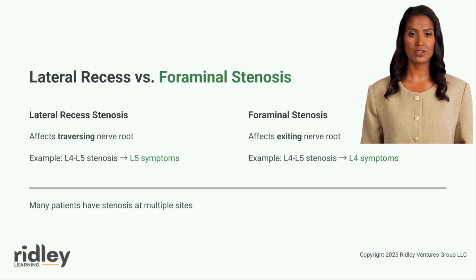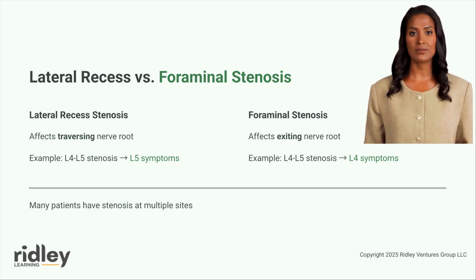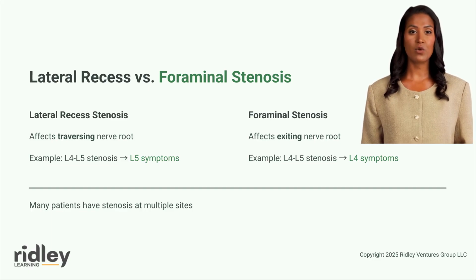Foraminal stenosis involves narrowing of the neural foramen, the opening through which the spinal nerve root exits the spinal canal. The foramen is bounded by the pedicles superiorly and inferiorly, the vertebral body and intervertebral disc anteriorly, and the facet joint posteriorly. Loss of disc height is a primary contributor to foraminal stenosis, as the superior-inferior dimension of the foramen is directly related to disc height.